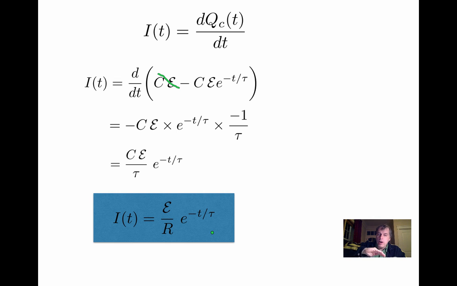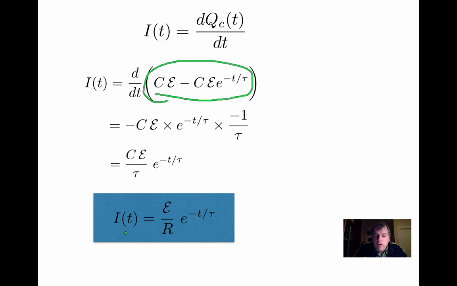Notice that the charge was growing. Remember this function here, this is QC as a function of time. The graph of this as a function of time was an increasing exponential that tends toward an asymptote, a constant value equal to CE. For the current, we have a decreasing exponential. Current starts high, large, and then it decreases exponentially with time. Clearly, the maximum current is at t equals 0 because we have a decreasing exponential.